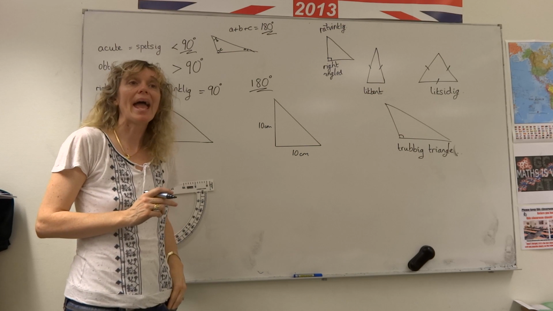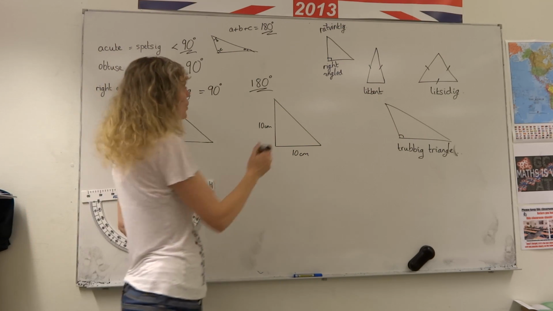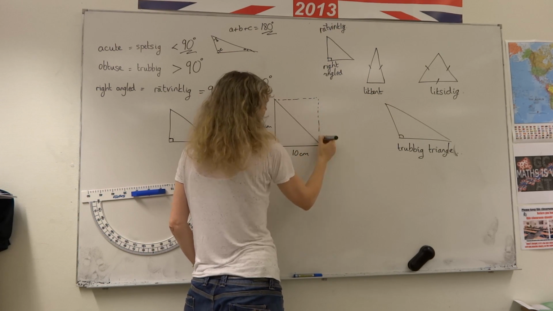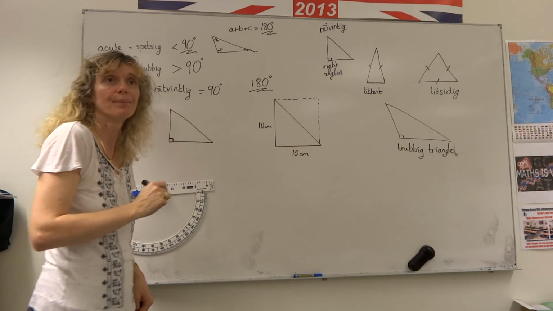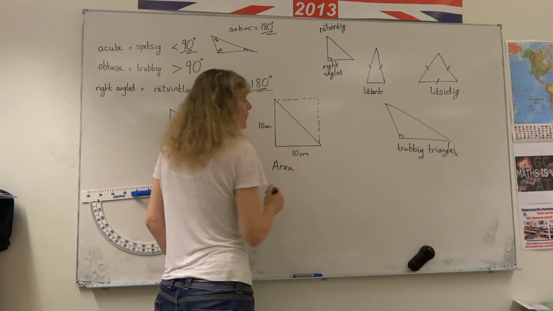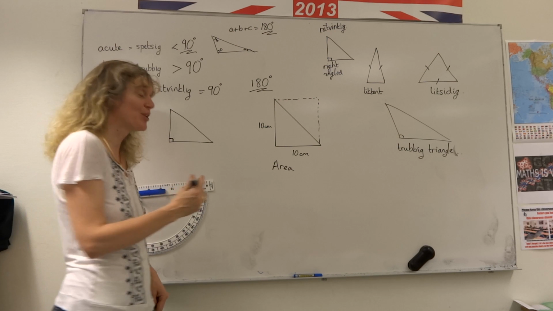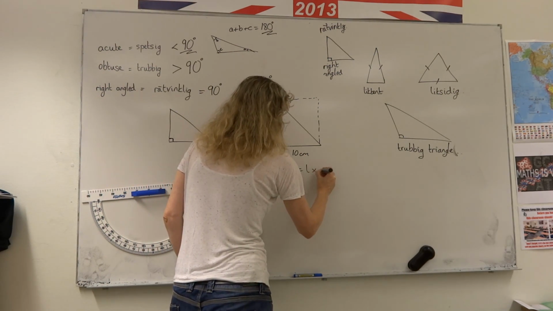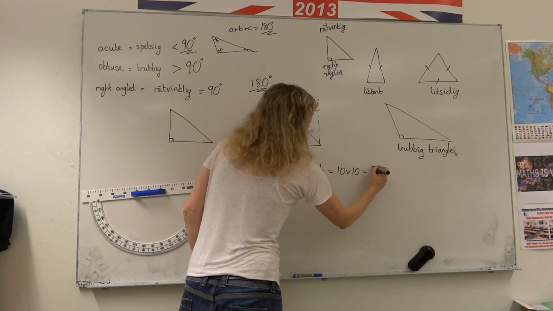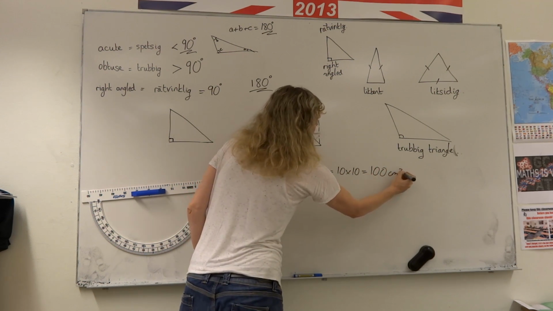And I would like to know what the area of this triangle is. How could we work out the area if this triangle had been a square instead? Yeah? You take 10 times 10 divided by 2. If it had been a square, the area would have been length times breadth, which would have been 10 times 10, which would have been 100 centimeters squared.